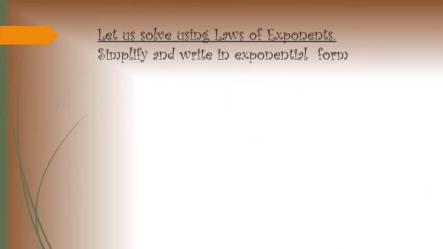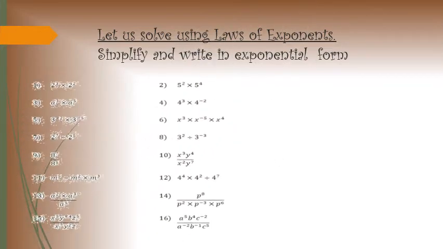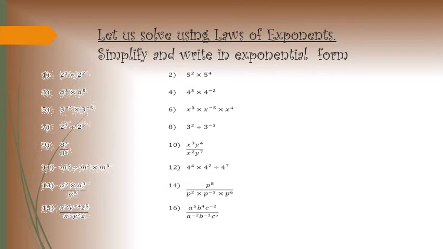Let us solve using the laws of exponents. The given following questions you have to simplify and write in the exponential form. First question, 2 raised to 3 into 2 raised to 2. Here the base remains the same and the exponents are different. We use the first law. So 2 raised to 3 into 2 raised to 2 is equal to 2 raised to 3 plus 2. So that gives the answer 2 raised to 5.